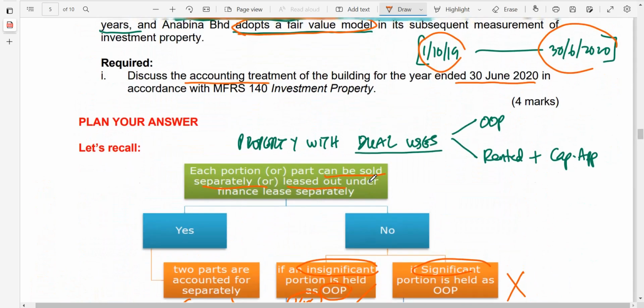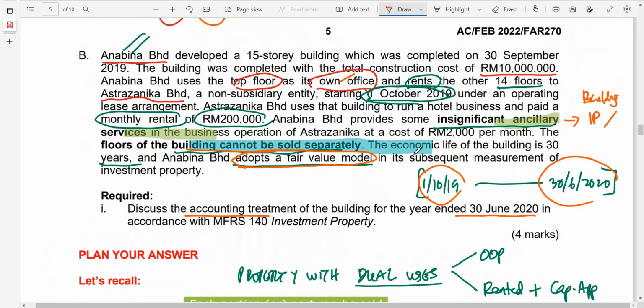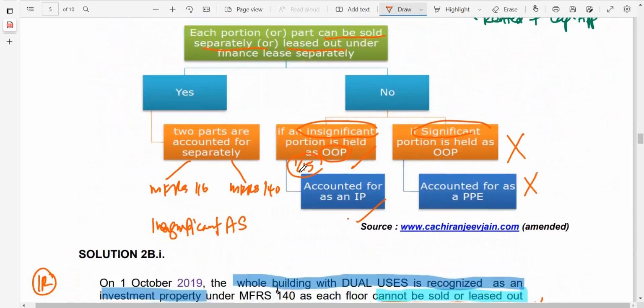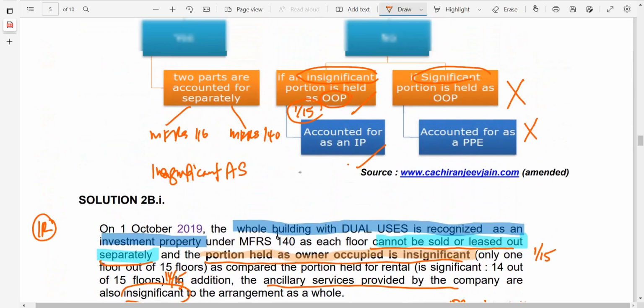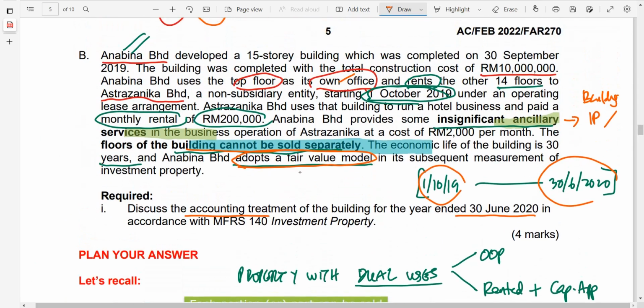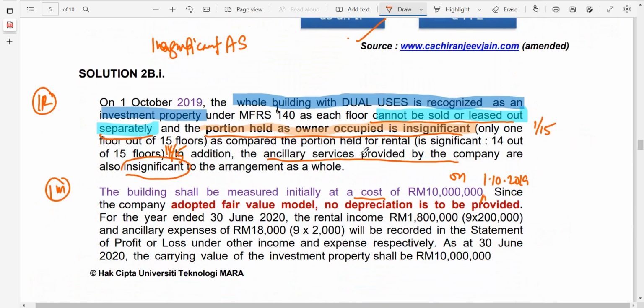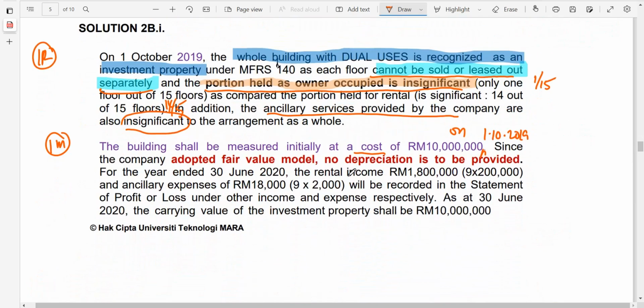We will just ignore the economic life because we are not providing any depreciation whatsoever since the company adopts the fair value model. So therefore, you have no depreciation to be provided. For the year ended, you are going to reflect that at fair value. However, there is no fair value given in this question as at 30th of June 2020. You are only given the initial cost of 10 million. So you just mention that at the end.